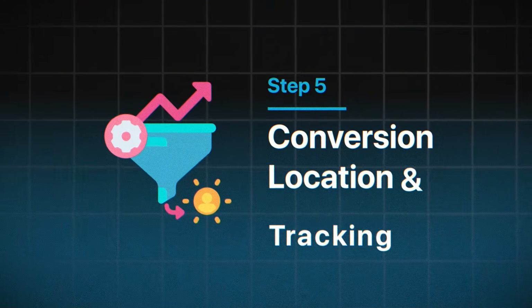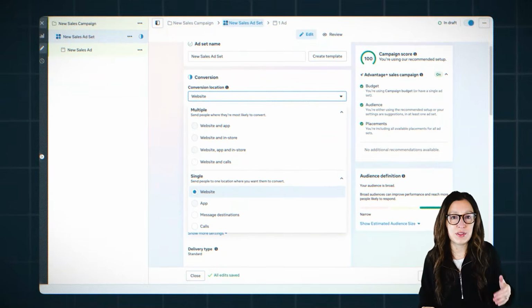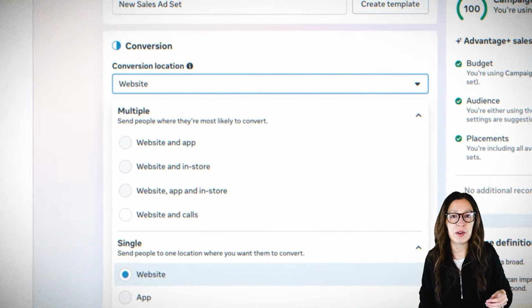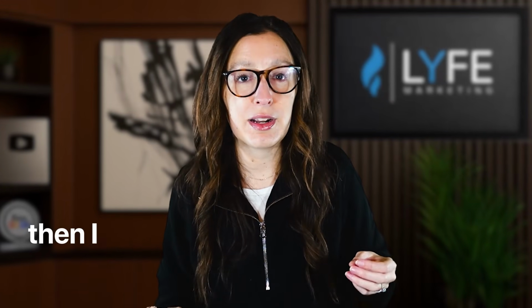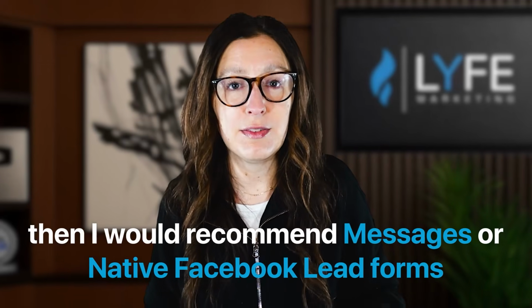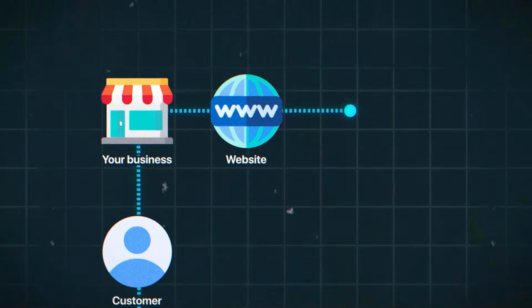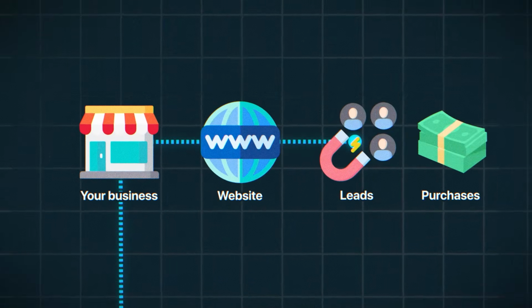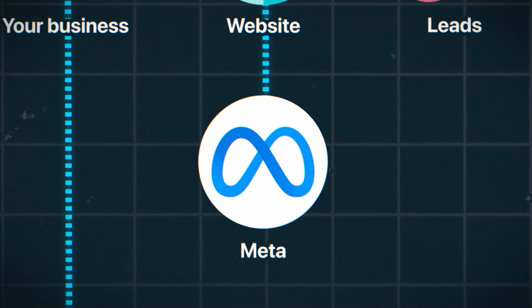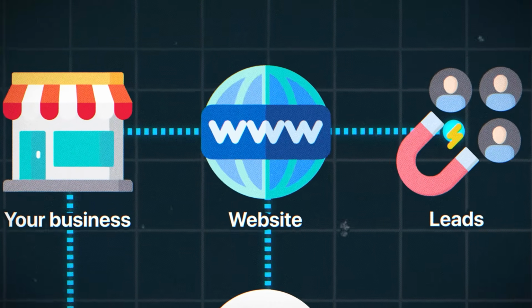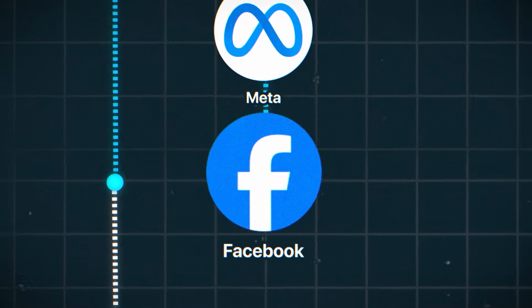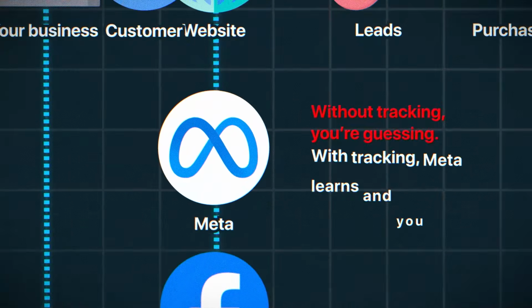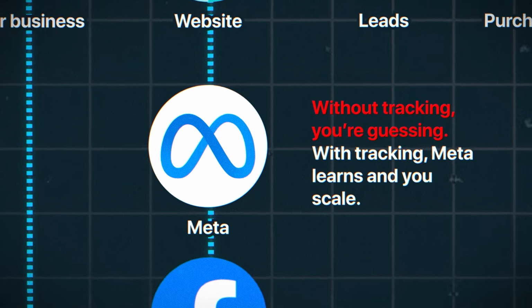Step 5, conversion, location, and tracking. If you chose leads or sales as your objective, Meta will ask where conversions happen for you. For most of you, that will be your website. If you don't have a website yet, then I would recommend messages or native Facebook lead forms, depending on what your goal is. But either way, this is where tracking matters. If you're sending traffic to your website and expecting leads or purchases, you must have the Meta Pixel installed. The pixel lives on your site, it's not visible to the public, and tells Meta who converted, so it can go find more people like them on Facebook and send them your way. Without tracking, you're guessing. With tracking, Meta learns and you scale.